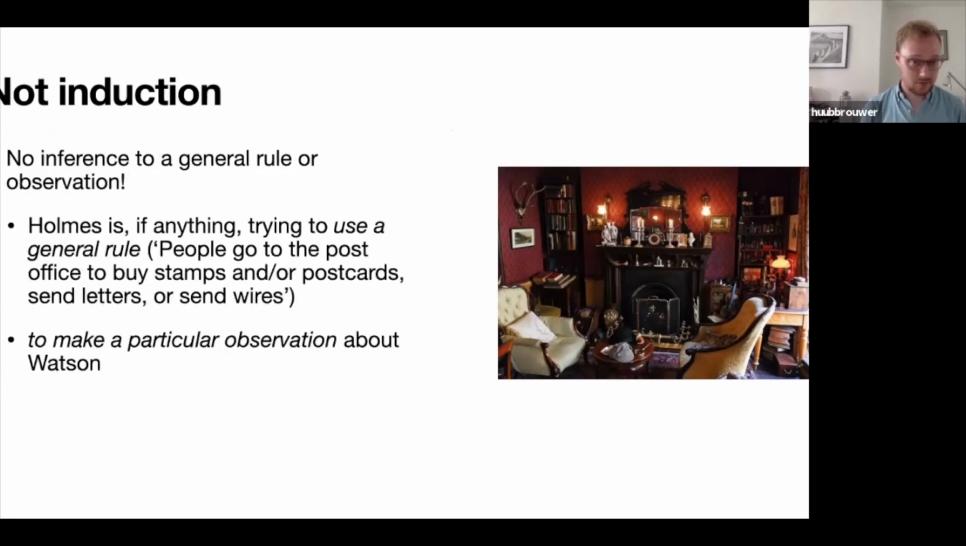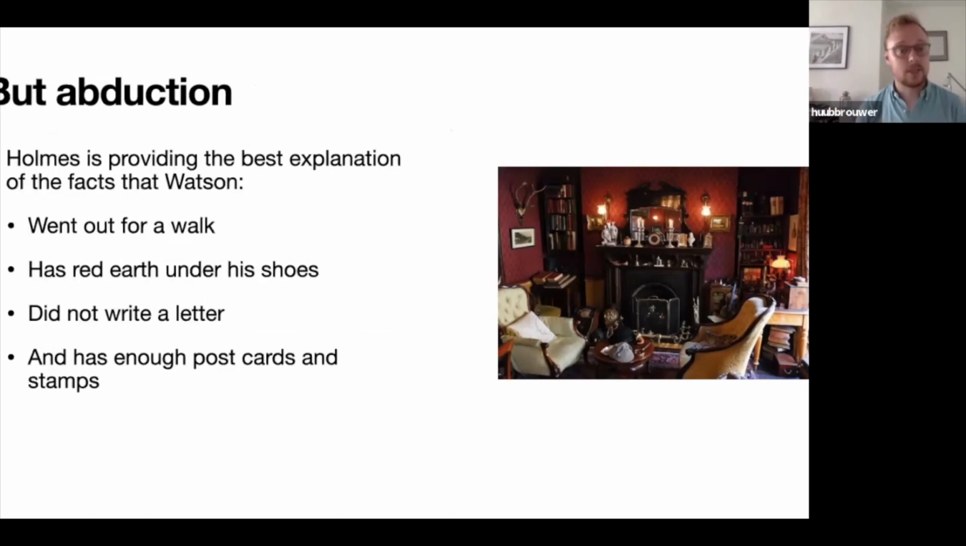Secondly, Holmes is not using induction either. He's not trying to make an inference to a general rule or observation. If anything, he's trying to use a general rule, as we just saw, to make a particular observation about Watson. But what Holmes, I think, is really doing is using abduction. He's trying to provide the best explanation for the facts that Watson went out for a walk, has red earth on his shoes, did not write a letter, and has enough postcards and stamps.